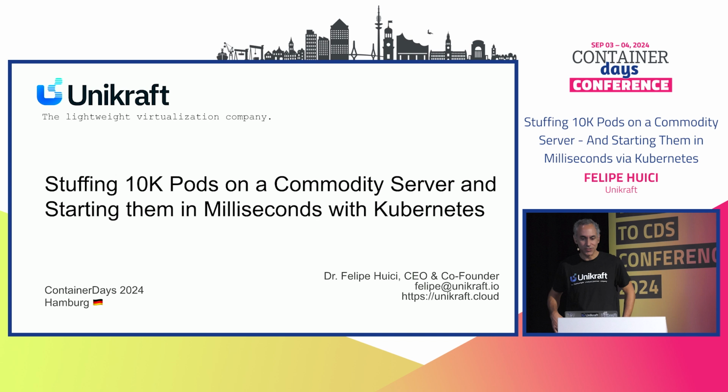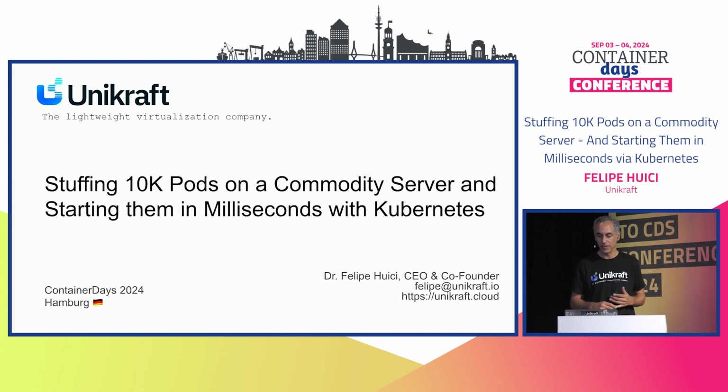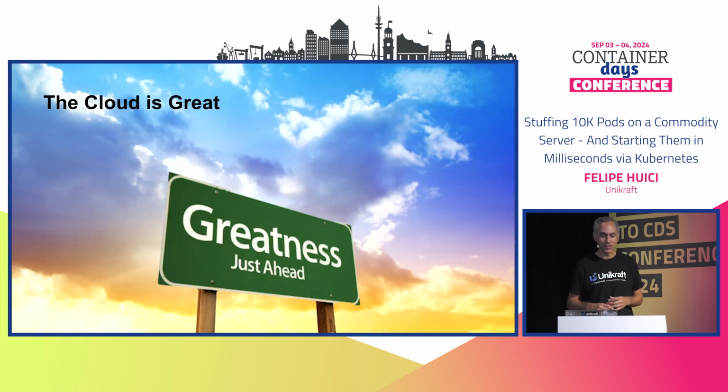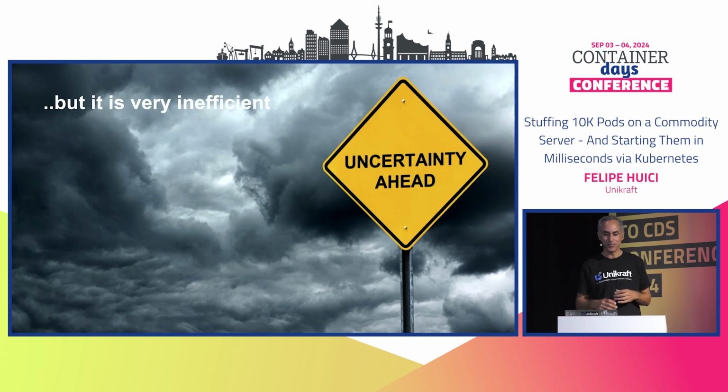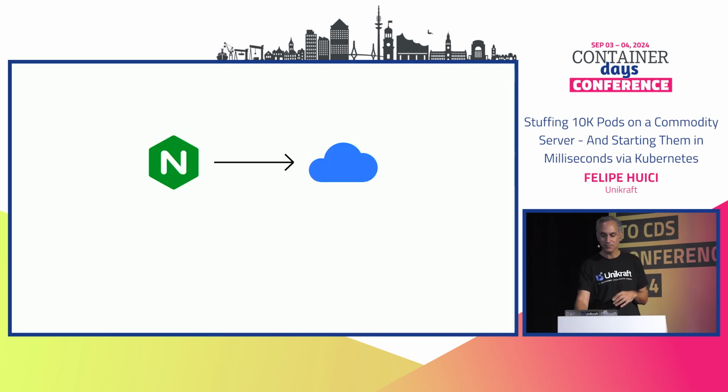I'll try to be talking about how to fit a lot of instances on a commodity server and how to start them in milliseconds via Kubernetes. So to set a preamble, the cloud is obviously great, but by now I think we can all agree that it's relatively inefficient.